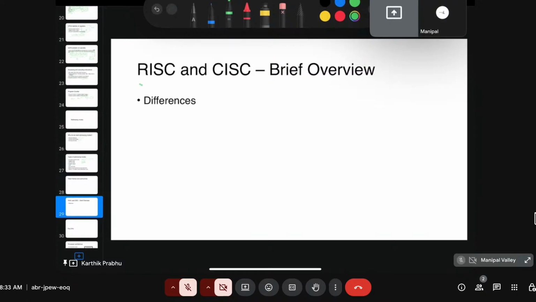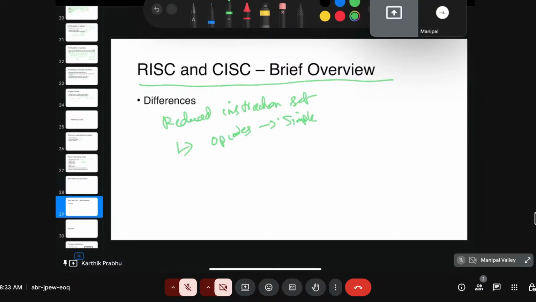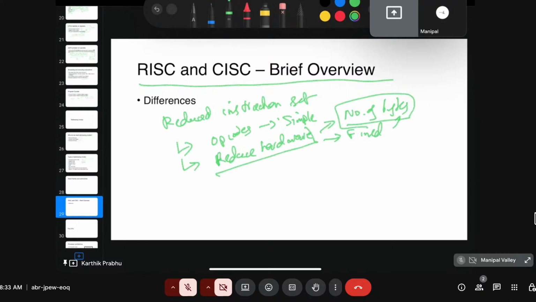Let's talk about RISC and CISC. So RISC means reduced instruction set. The idea of RISC is we will reduce the number of opcodes which are available to make it simple and reduce hardware. Why does it reduce hardware? Because now I don't need that hardware to count the number of bytes in the instruction, because already I know that it is fixed. So now my program counter doesn't need to count the number of bytes.